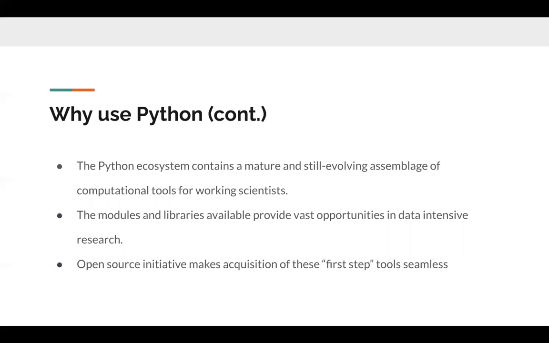The modules and libraries especially provide a vast opportunity for data-intensive research. Thousands of individual days, whether you're working with timescale data or physical properties having to do with physics, radiation, all kinds of great stuff can be utilized and analyzed in Python. And the open source initiative makes acquisition of these first step tools seamless. The ability to just go on GitHub and see other researchers involved in your field, their work, and what they've done with Python can be a next step in your own research, in your own avenue, right?